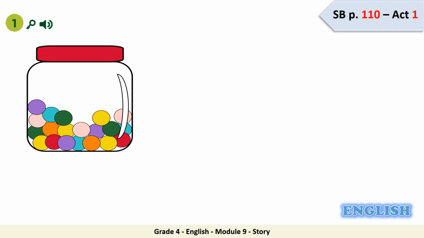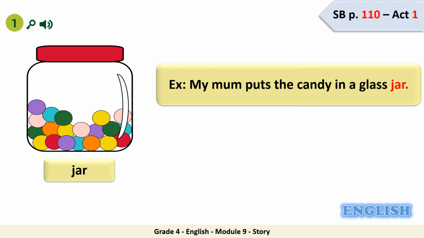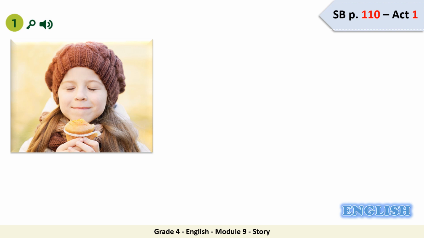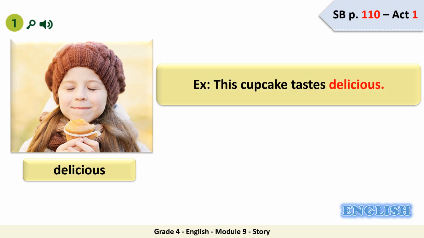How about this one? It's a jar. For example, my mom puts the candy in a glass jar. And here the word jar is a noun. How about this one? Look at this girl. What is she eating? She's eating a cupcake. Okay, and the cupcake is delicious. For example, this cupcake tastes delicious. And here the word delicious is an adjective.